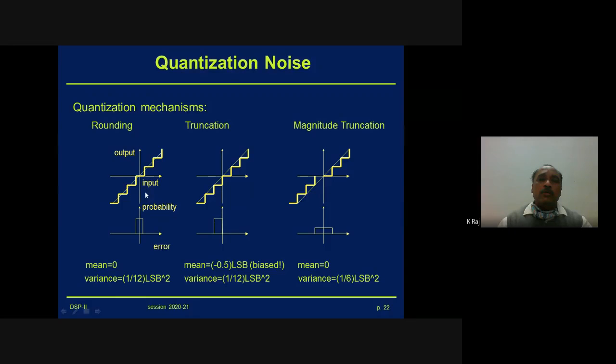In the case of rounding, the probability error mean becomes 0. Similarly, in the case of truncation, the mean becomes minus 0.5 LSB, that is the bias here, and in the case of magnitude truncation, its mean is 0. The variance, that is the quantization error, is nothing but delta square by 12, that is 1 upon 12 LSB squared, and in the case of magnitude truncation it will become 1 by 6 LSB squared.